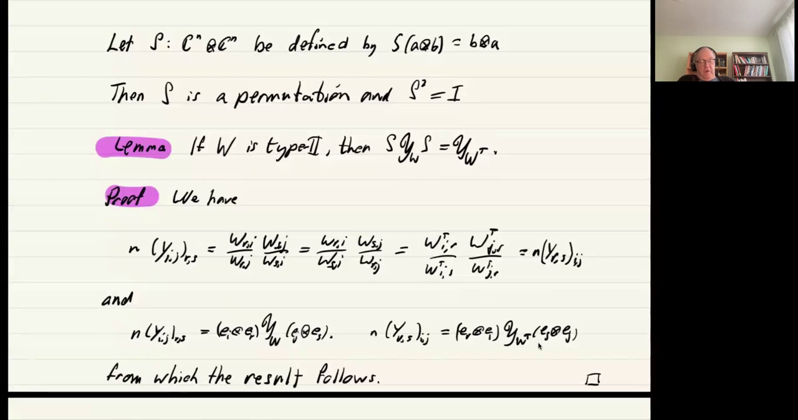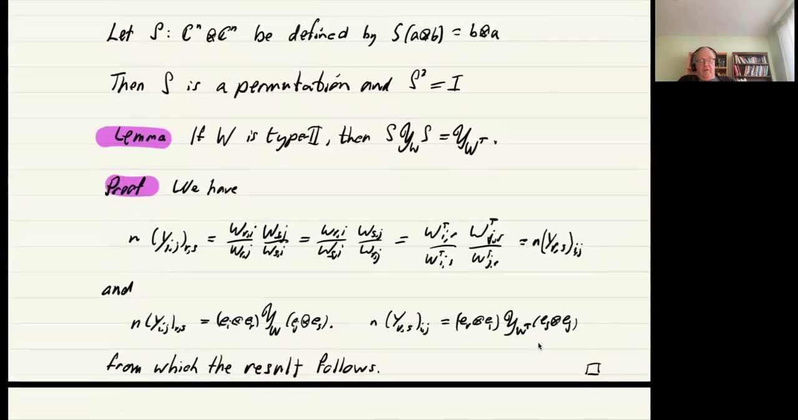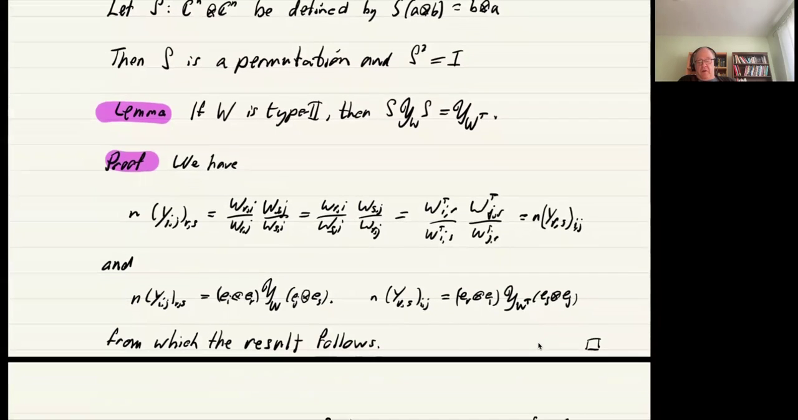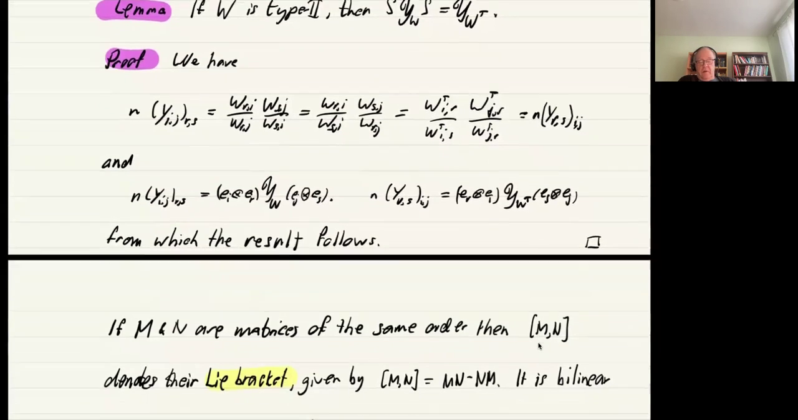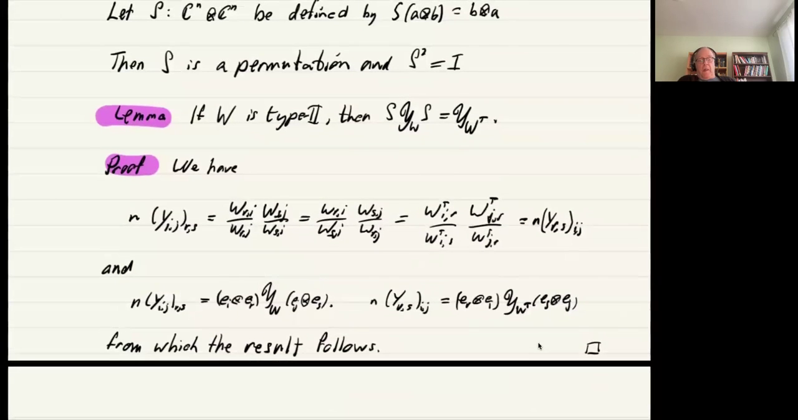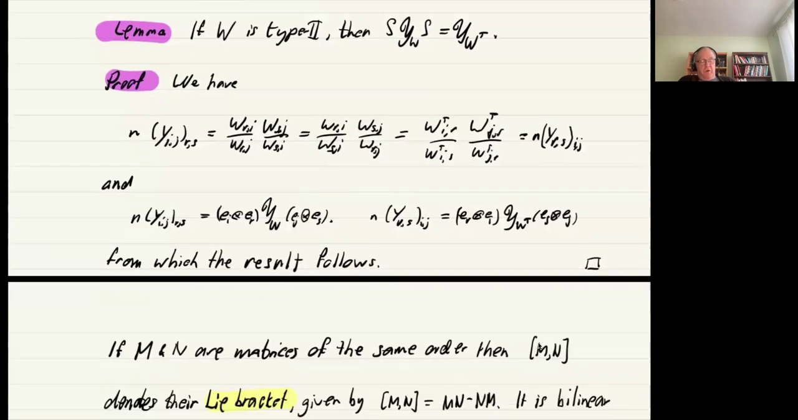In other words, this is just another way of saying this. We're taking the rs entry of Y_ij, and we can write that in tensor notation like this. So we get this result. There's nothing deep in this. You just have to grind through and try to keep your tensor products straight. Okay, and this will be useful. This means we can prove things about Y_W, and we'll get things about Y_W transpose more or less for free.